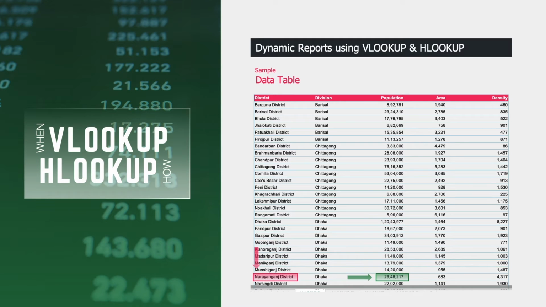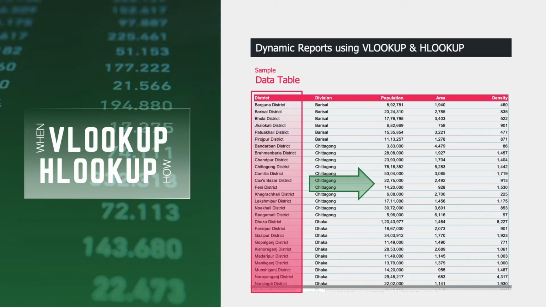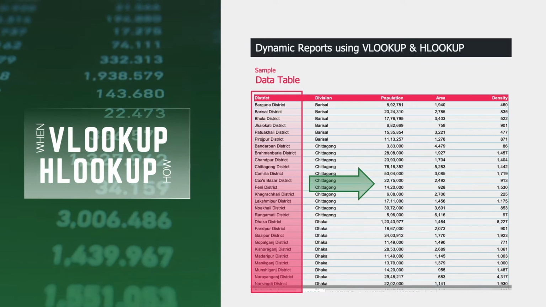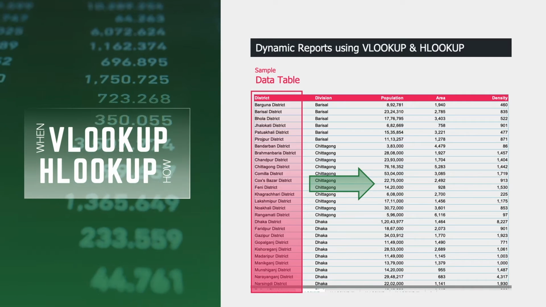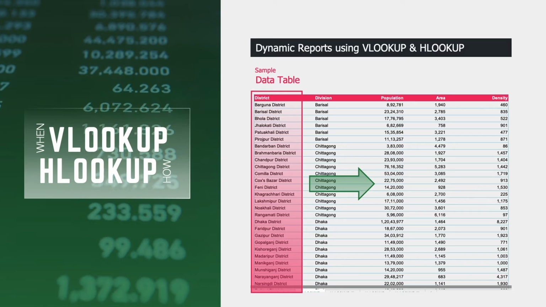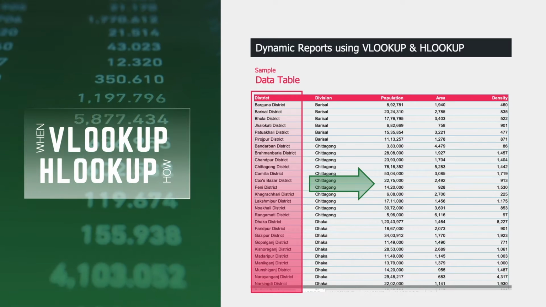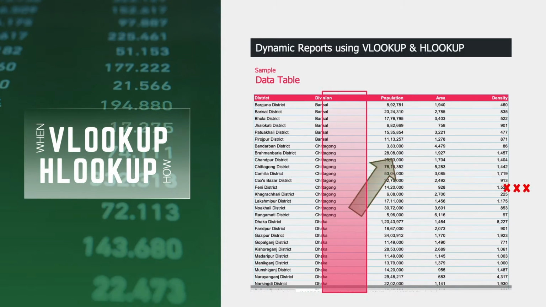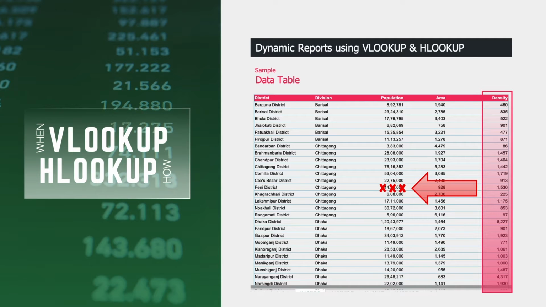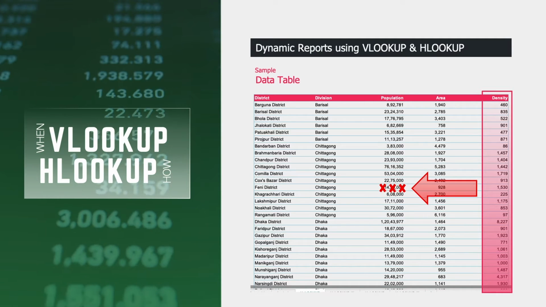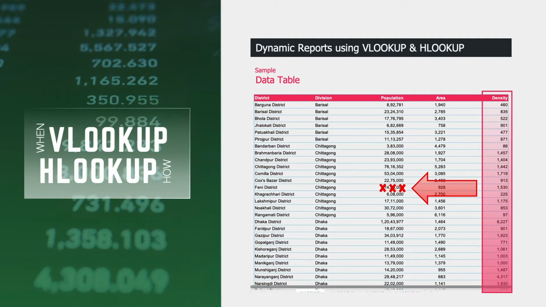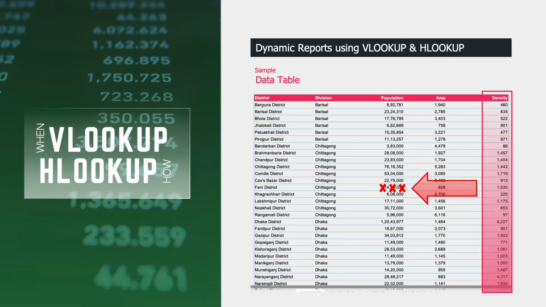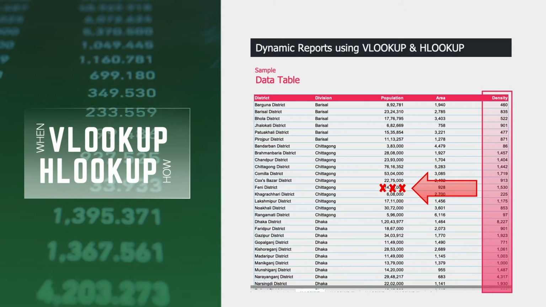Now, one thing to keep in mind is that the value that you are looking up has to be on the leftmost column, and the value that's being returned has to be at any of the adjacent columns. Left is the key word here, so you should keep that in mind. Having said that, you cannot look up a value that's on the right-hand column and the value that's being returned is on the left-hand column. Now, in this particular scenario, this VLOOKUP or HLOOKUP function is not gonna work.